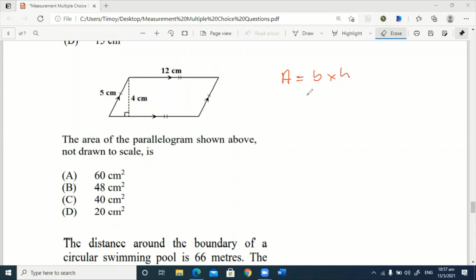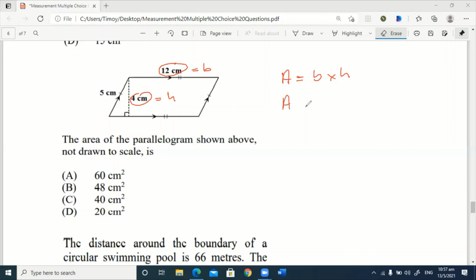Where B is going to be the length of the parallel side, right? So here, if you notice, this 12 here is going to equal B, which is the base that it sits on. What's going to be the height? The height is going to be the perpendicular distance. So 4 here is going to equal H. So it's just a matter of substituting these two values into this formula and simplifying.